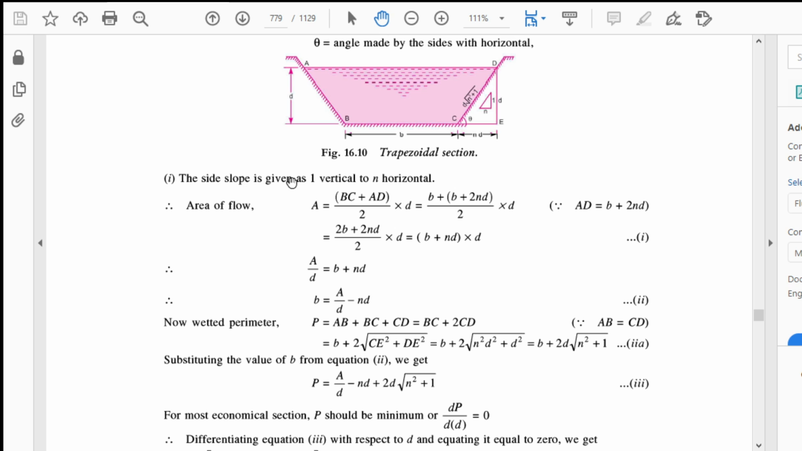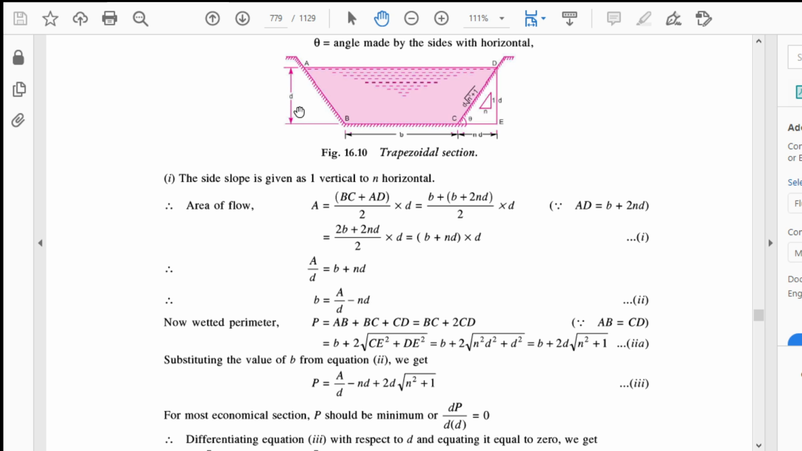Here, first, the side slope I have already explained. Side slope is given as 1 vertical to n horizontal. So the area of flow can be found by using the area of a trapezoid. The area of a trapezoid will be the bottom width plus top width divided by 2, into the depth of flow.